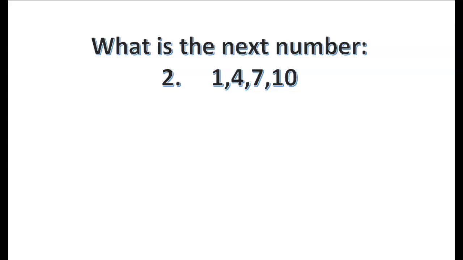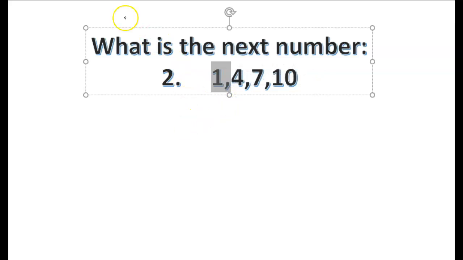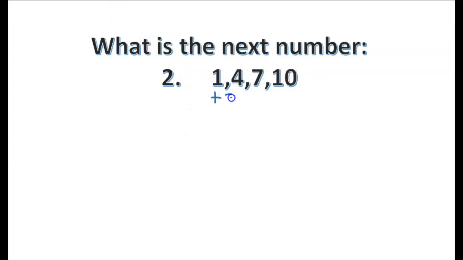What's the next number? 1, 4, 7, 10. What comes next? The pattern is adding 3, so the next number would be 13. We're adding 3. We're adding over and over again. That is an arithmetic sequence.